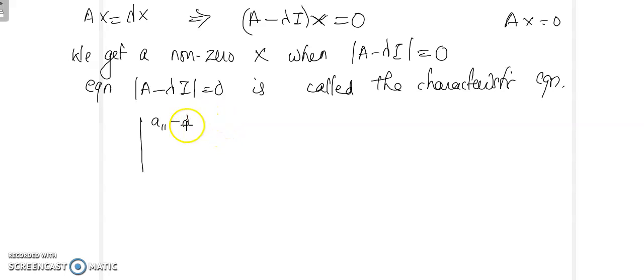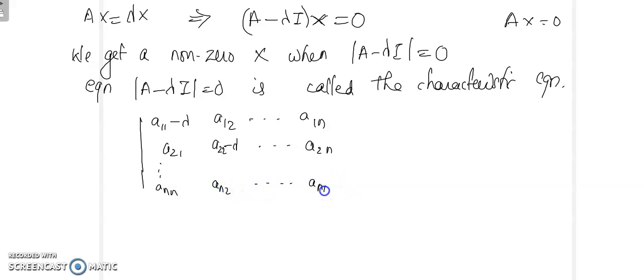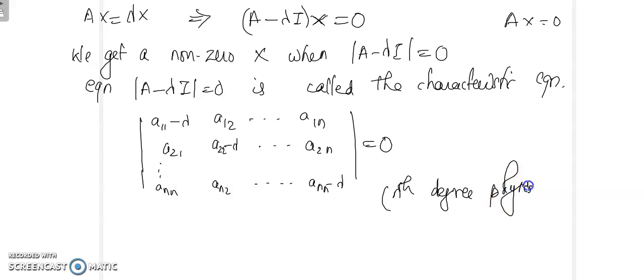So this is the determinant. That is a11 minus lambda, then a12, etc., a1n, then you have a21, a22 minus lambda, a2n, so on, an1, an2, and ann minus lambda equal to 0. So this will give us an nth degree polynomial. So when you solve for this nth degree polynomial, that will give us the corresponding eigenvalues.